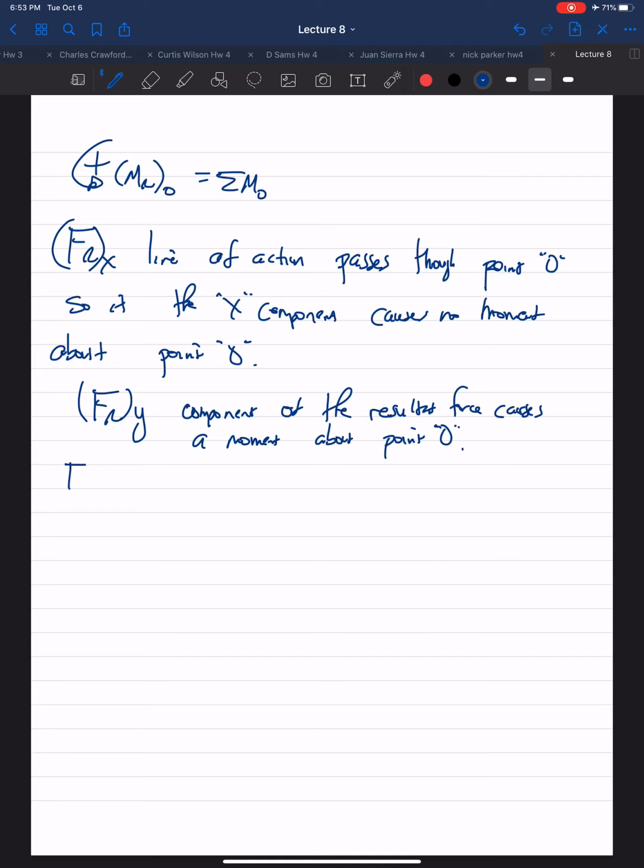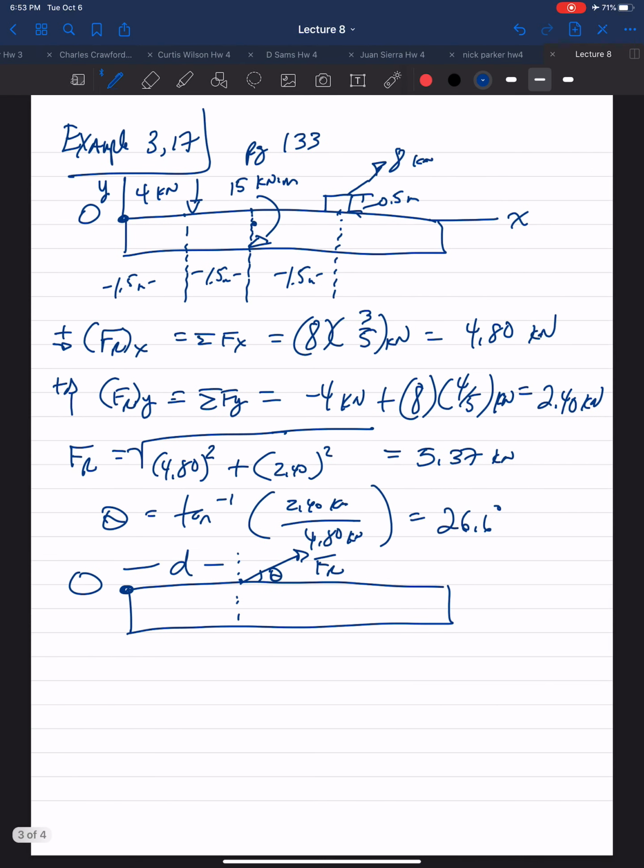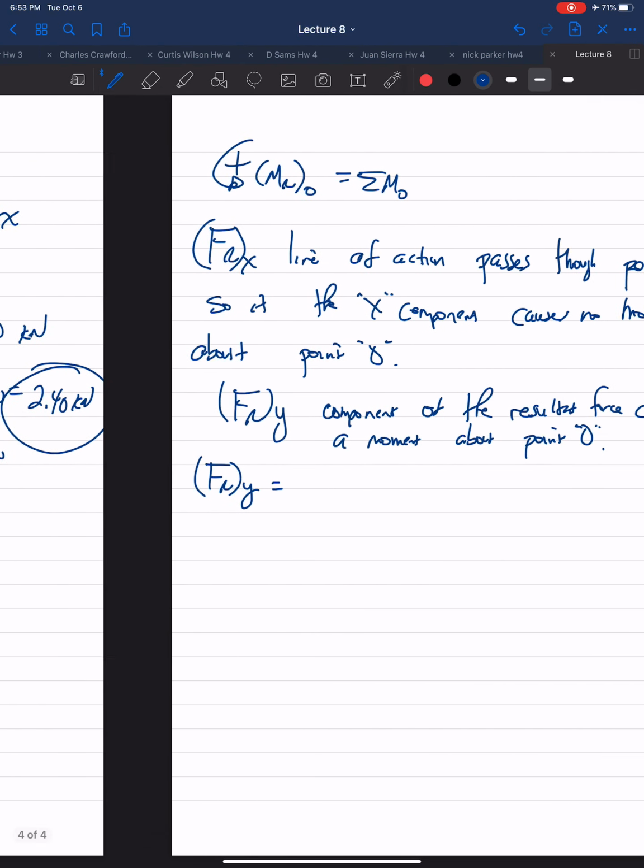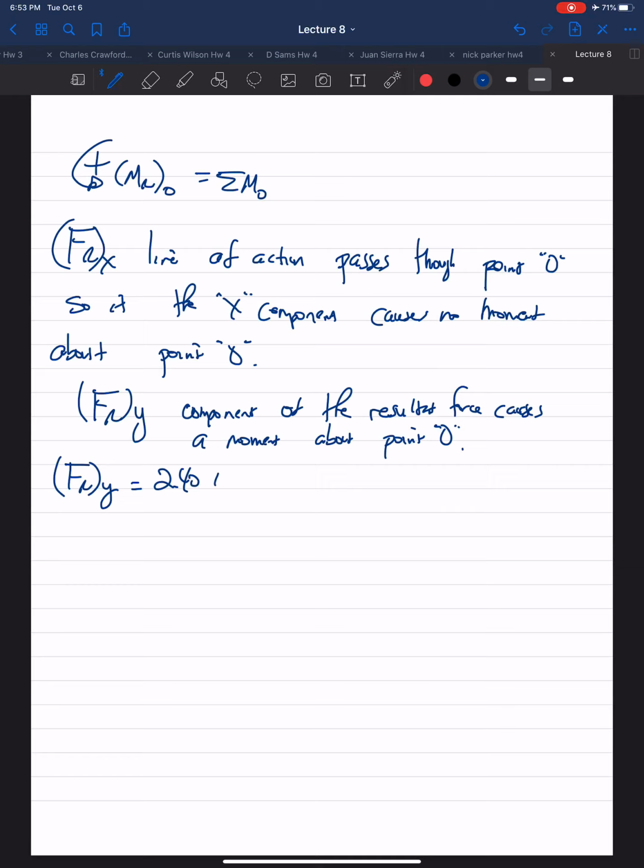So the y component we calculated previously to be 2.4 kilonewtons. But where does it act? Remember, it's force times perpendicular distance to get us the moment. And we said that distance, d, is what we were trying to find.